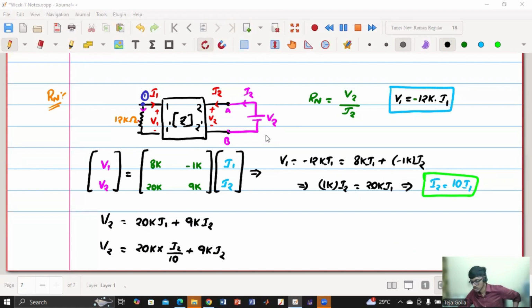Sorry, I have made a mistake. This will be 20 I1. I'm sorry, this is 20 I1 and no one has pointed it out. So I2 will be 20. So now from this, what is my V2 in terms of I2? Anyone?